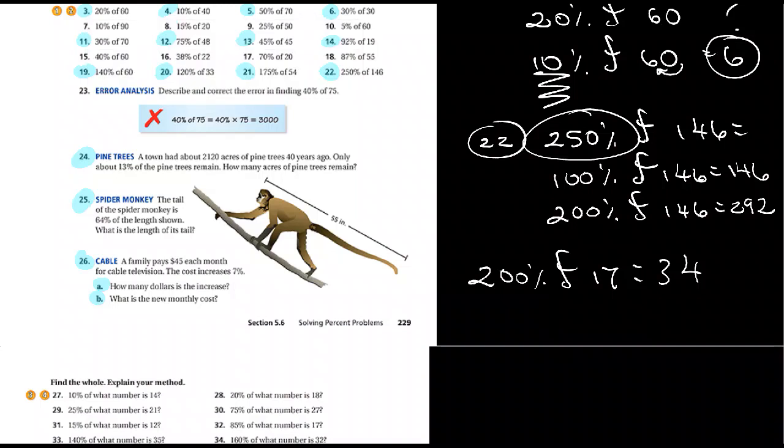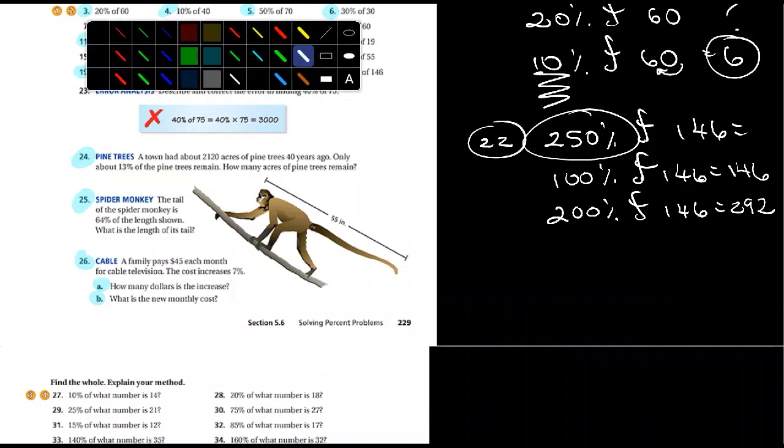All right? But, what do you mean, what? I just made it up, honey. I'm just giving you an example. All right. Now, but it's not 200%, it's 250%.